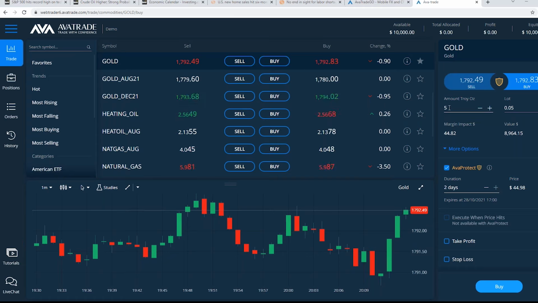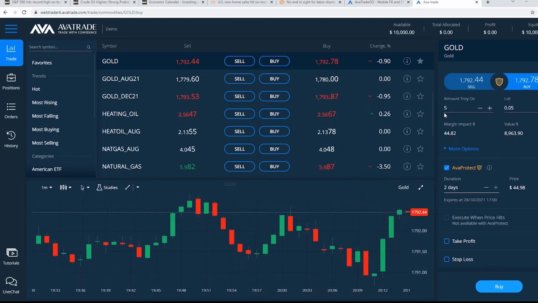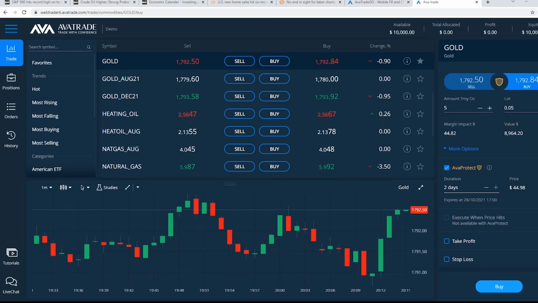But if this goes even $10 an ounce the right way, I make 50, more than what the premium costs. And you see gold move $10 an ounce in 5 minutes, let alone in 2 days, right? And if it goes flying the wrong way, you don't lose anything for these 2 full days of protection. You're only down the premium that it cost you.